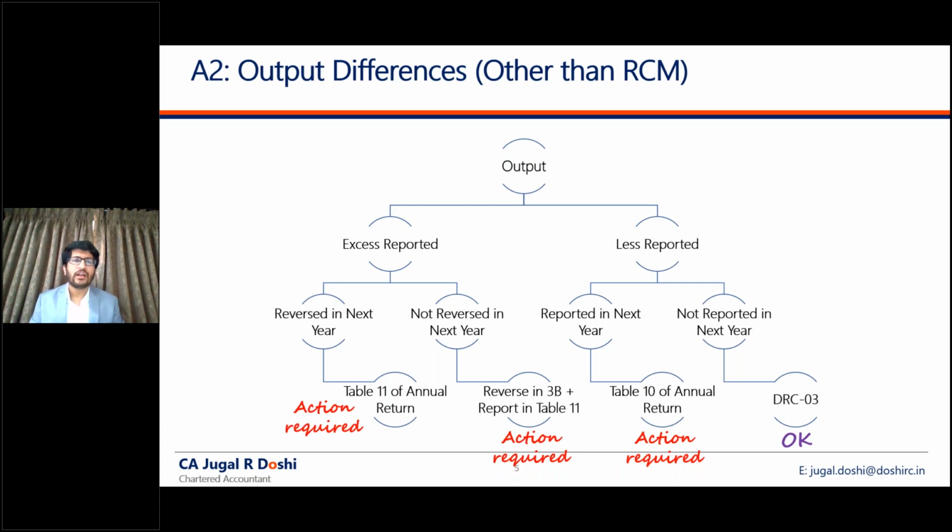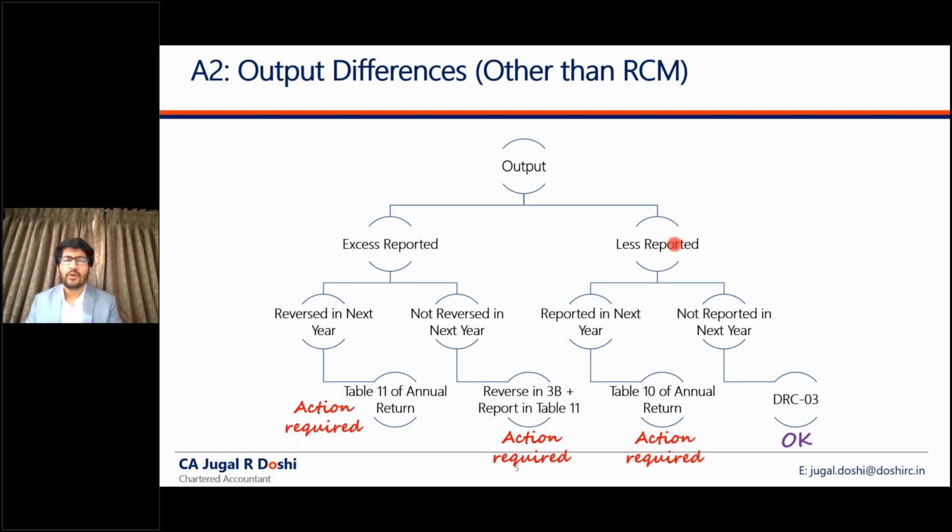So in case of output, again we have two broad categories: excess reported and less reported. If I have excess reported my outward liability in GSTR 3B, have I reversed it in the next year? If yes, I will show it in table 11 of next year. If I have not reversed the excess reported, then in that case I will reverse in 3B plus report in table 11.